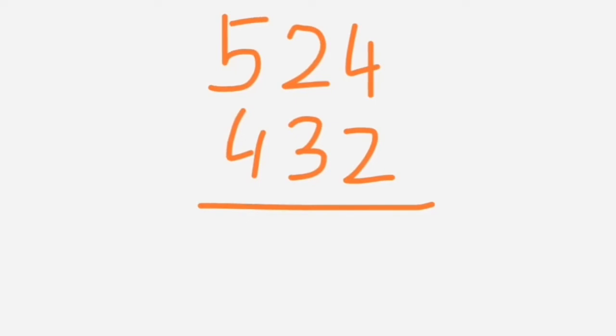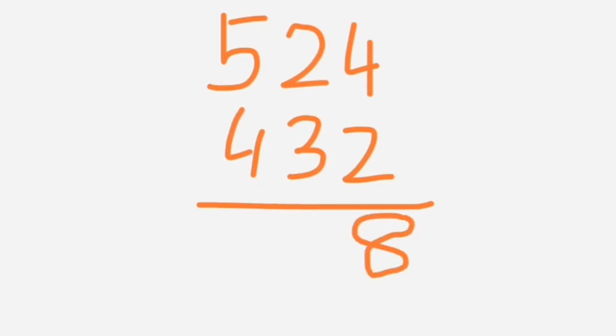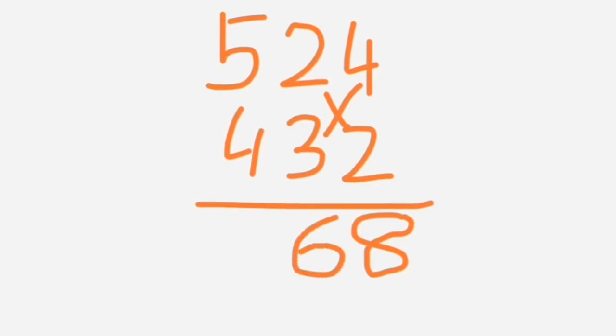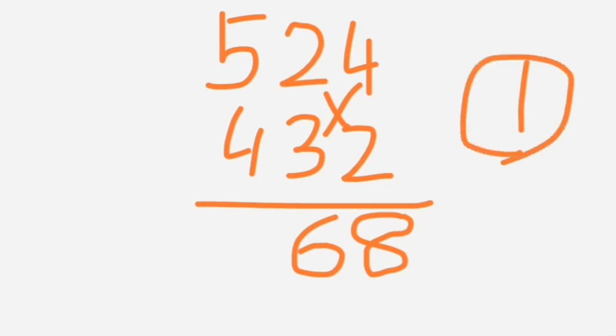Just apply the same steps, and it is very easy to get the desired result in one step. 4 into 2 would be 8. Next, 2 into 2 is 4, and 3 into 4 is 12. 4 plus 12 would be 16. At a time we are supposed to write one digit, so we carry 1 to the next number.